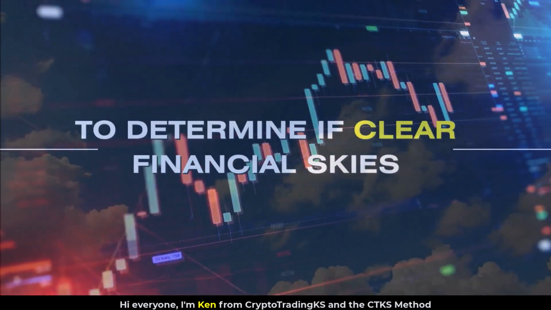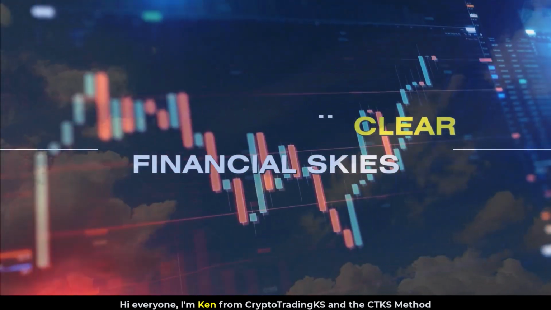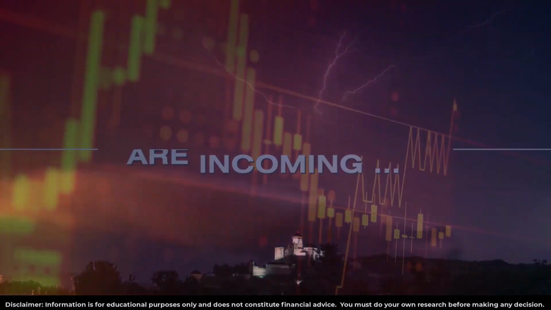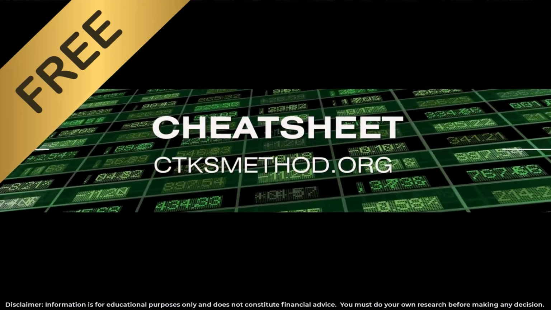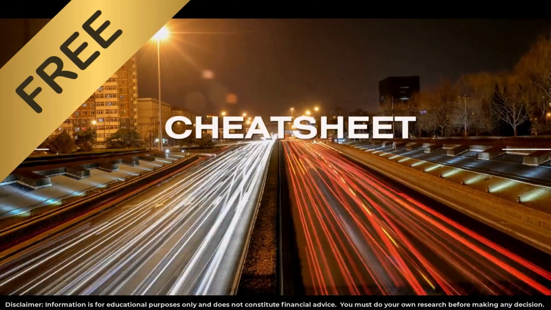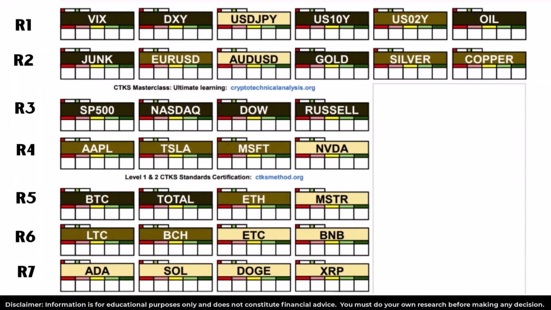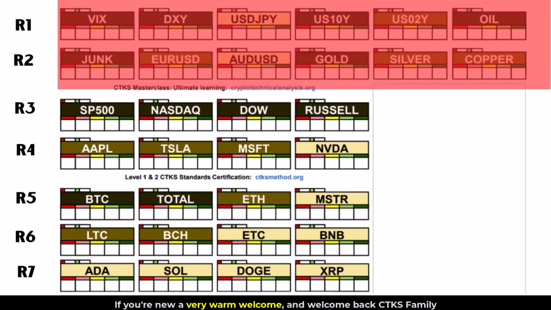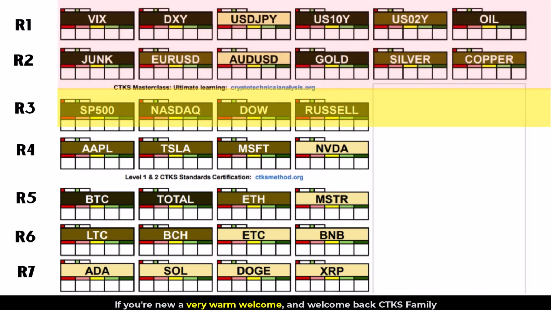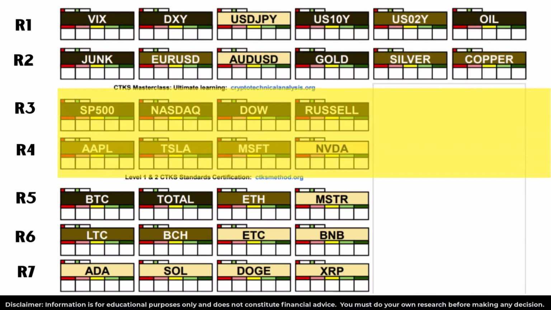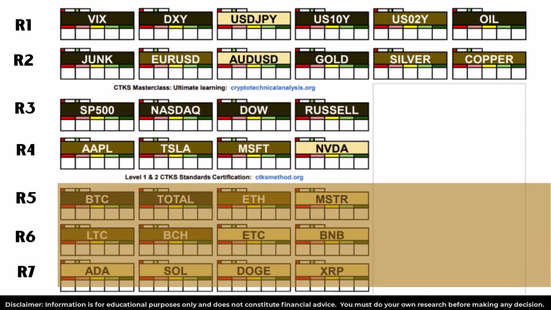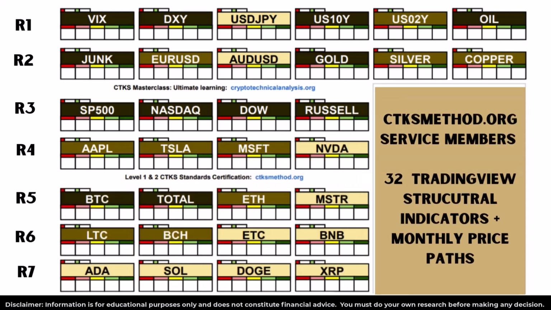In order to determine if clear financial skies exist or it's going to get stormy, the free cheat sheet at CTKSmethod.org is the fastest way of doing this analysis. The cheat sheet is composed of 7 rows. The first 2 rows, row 1 and row 2, measure risk. Rows 3 and row 4 measure market sentiment and global financial health. Rows 5, 6, and 7 measure the new economy, the crypto market.